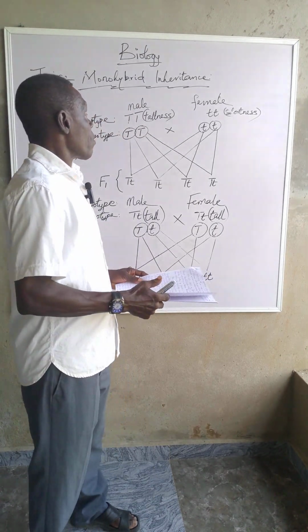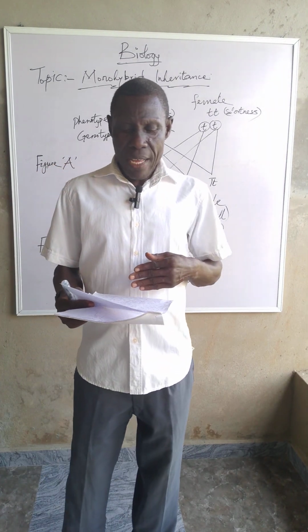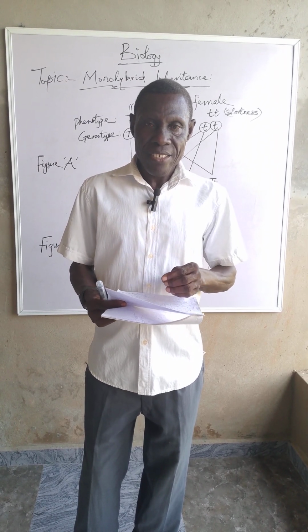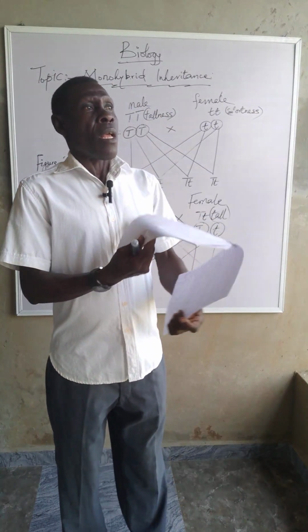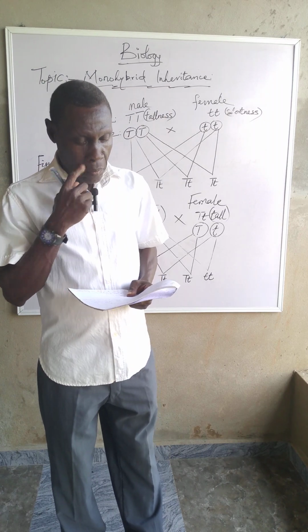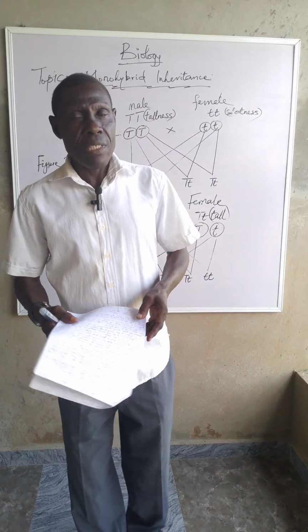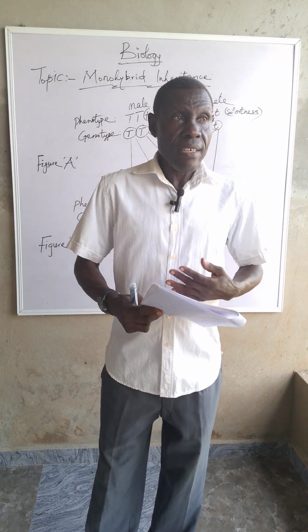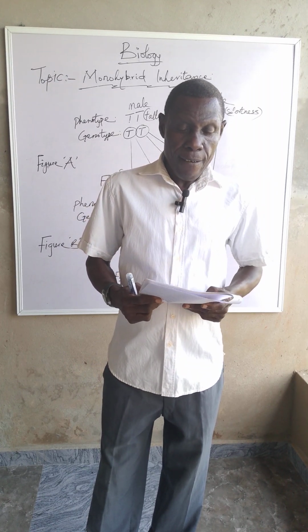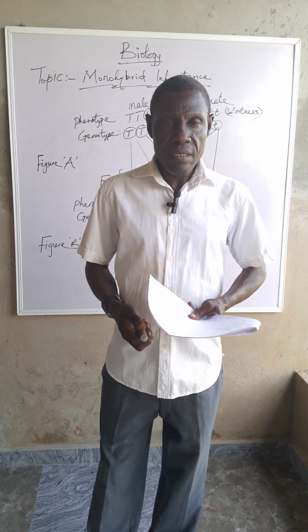Our previous lecture on biology was the reasons why Mendel chose the garden pea plant for experiments, and I gave you some of the parameters that made him do so. But today, we talk about the methods that Gregor Mendel used in his experiments. Now listen carefully to what I have in my note, then we'll explain step by step.